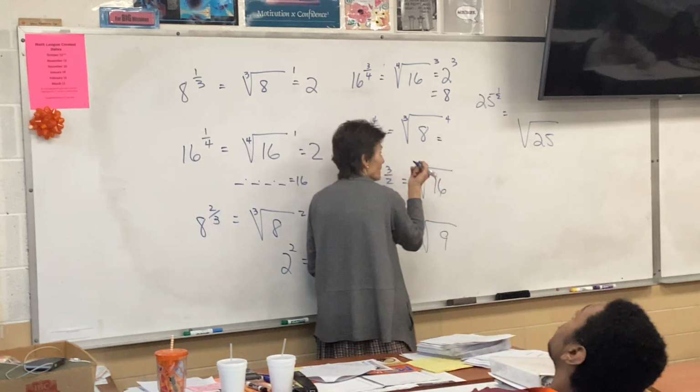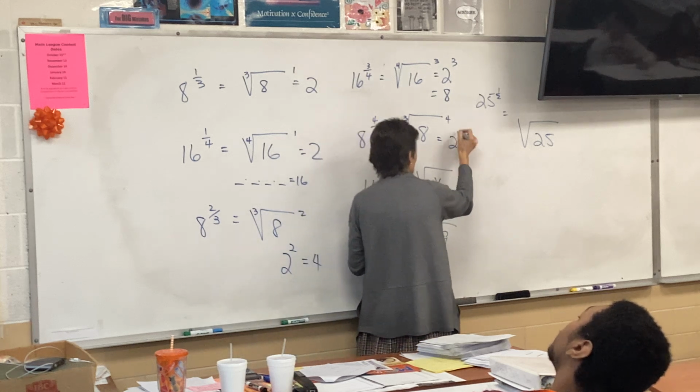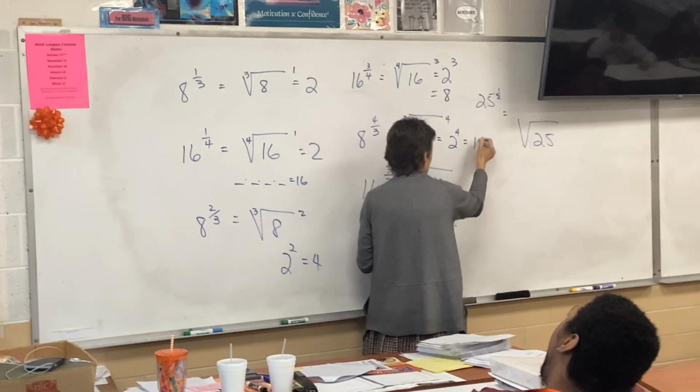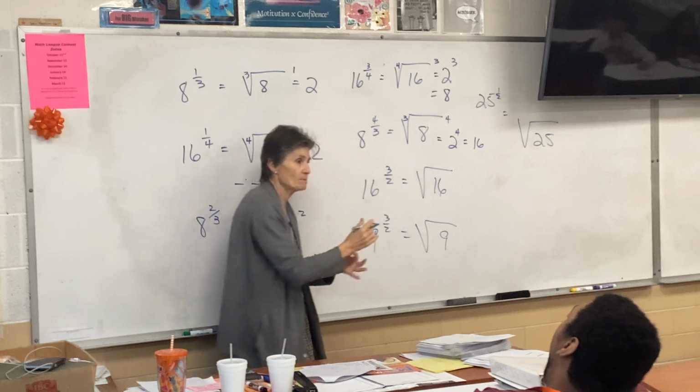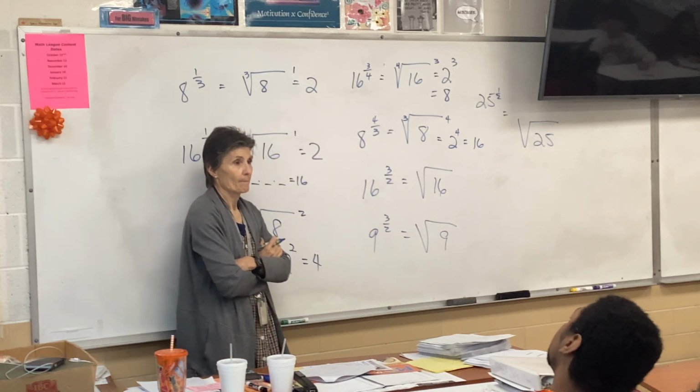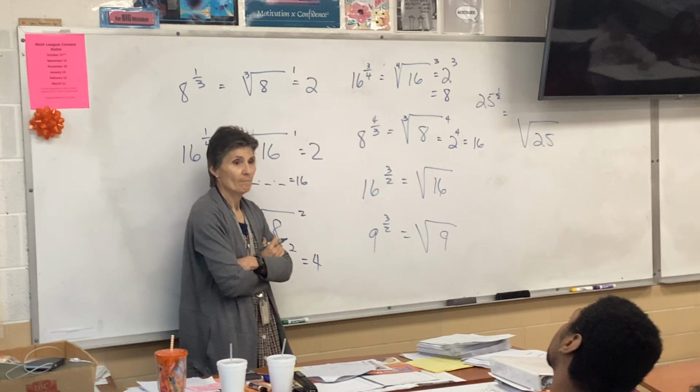What's the cube root of 8? 2. What's 2 to the 4th? 16. 2 times 2 times 2 times 2. Right?